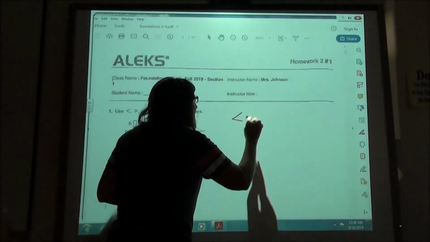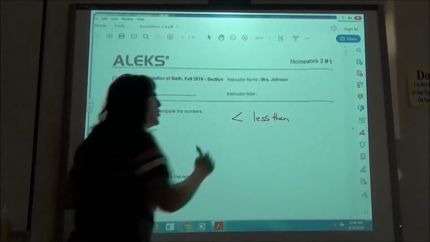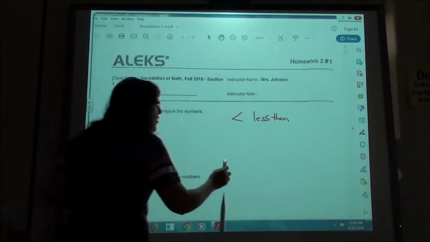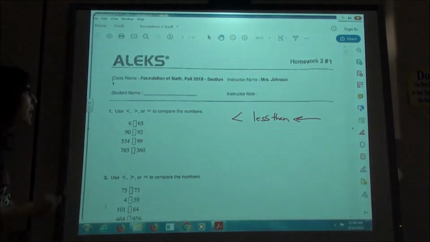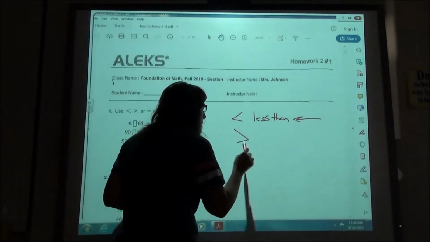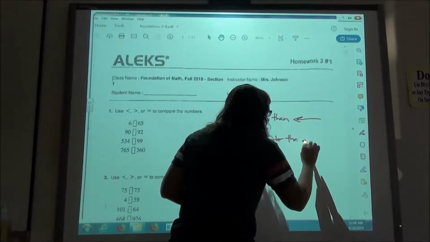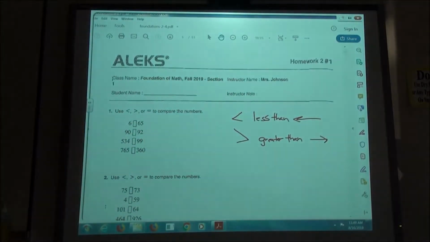So, less than points to the left, if you think about it. The small end is pointing to the left, or if you thought about it like an arrow, less than. Greater than, again, points to the right, so the arrow is going in the direction to the right.